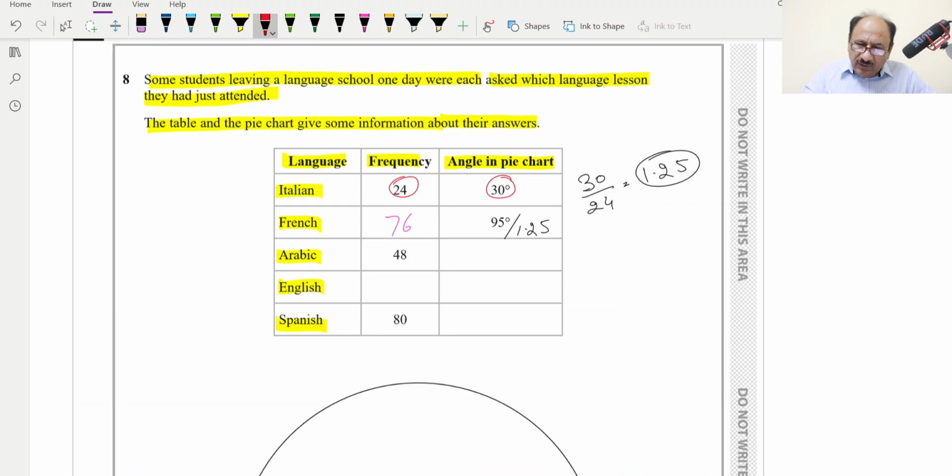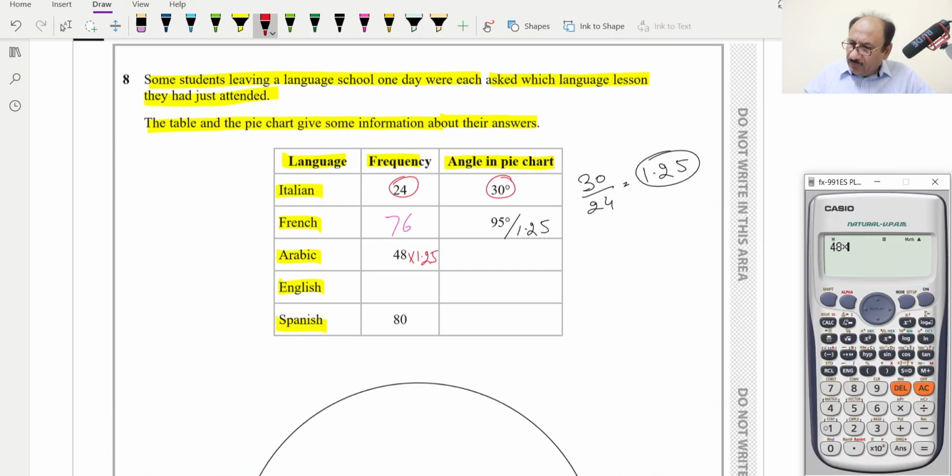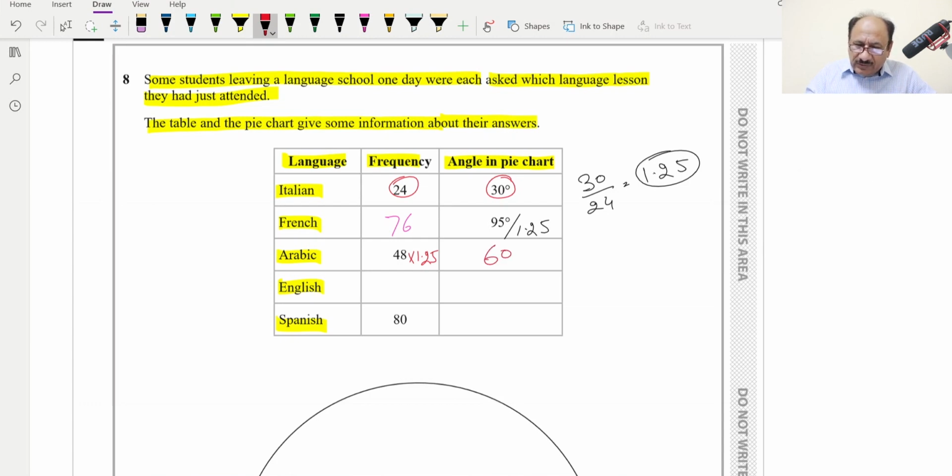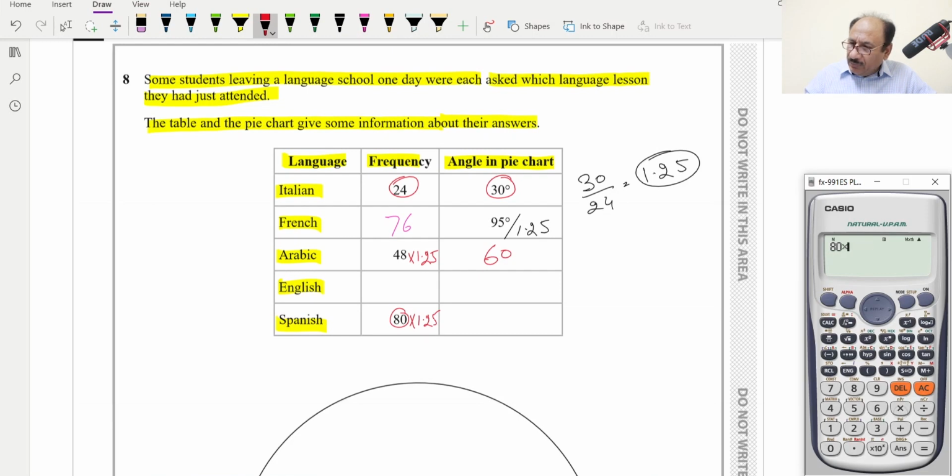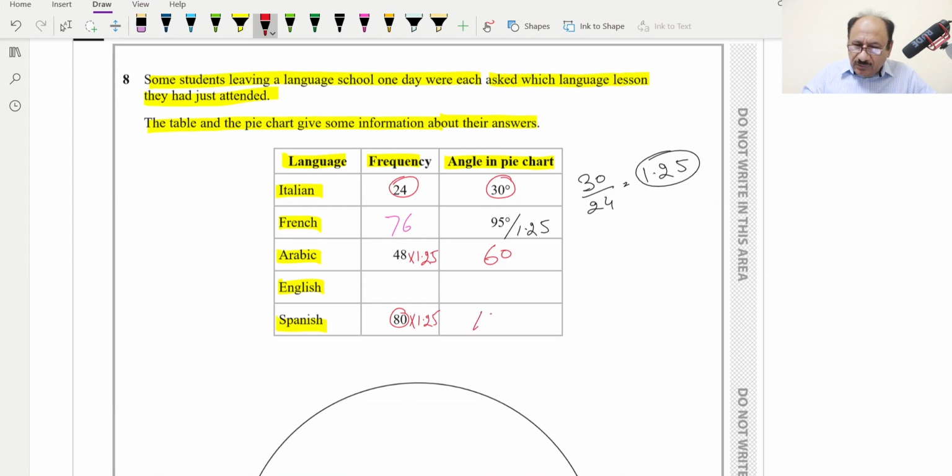So 48 will be multiplied by 1.25. So 48 multiplied by 1.25 is equal to 60. And 80 also will be multiplied by 1.25. So 80 multiplied by 1.25 is equal to 100. Now we know that angles in a pie chart add up to 360.